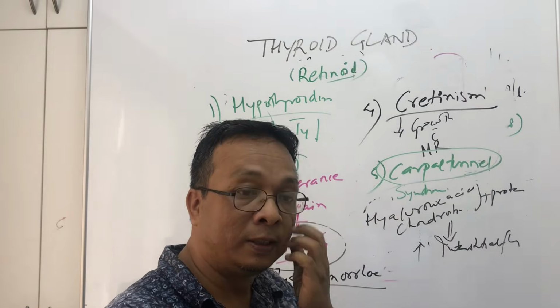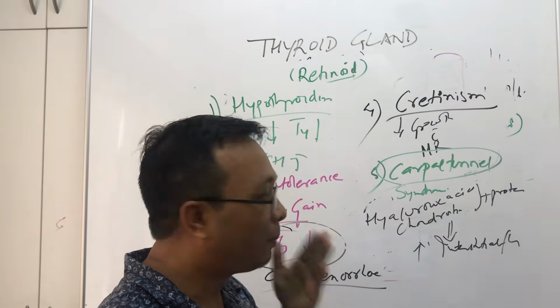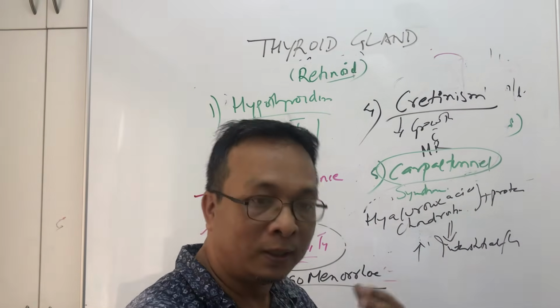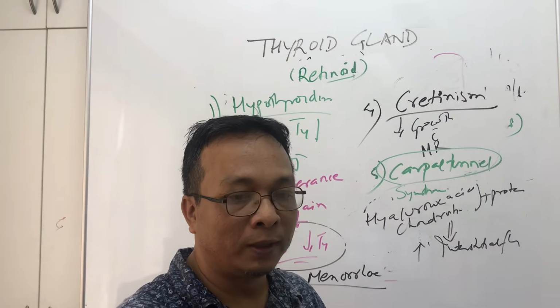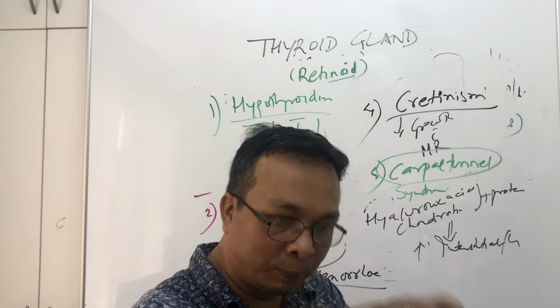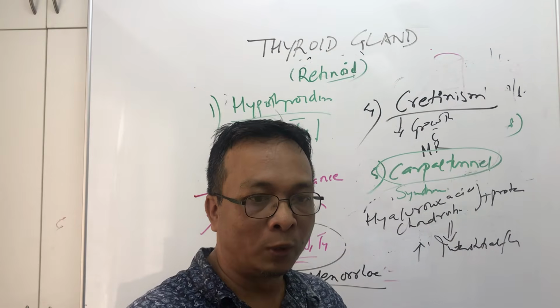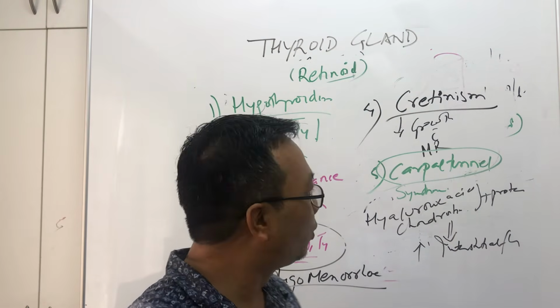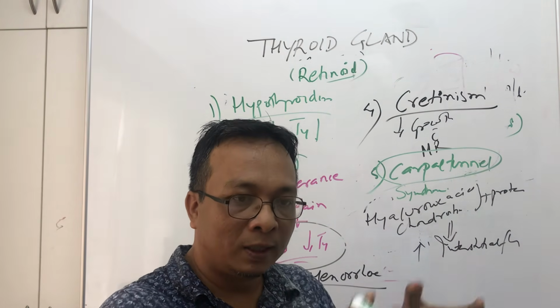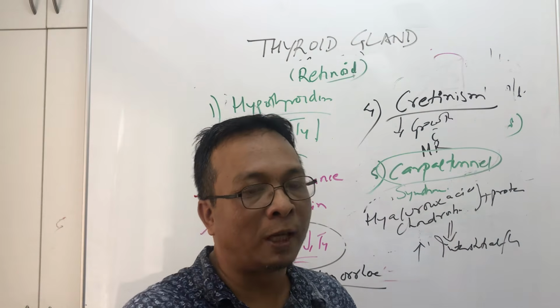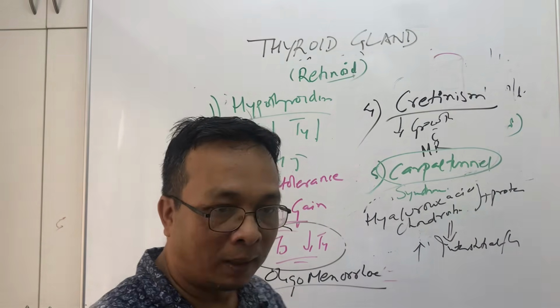hyaluronic acid is formed in increased amount, chondroitin sulfate is formed in increased amount, then they combine with protein and they deposit in interstitial fluid. And we know protein has an oncotic pressure. So when protein is deposited in interstitial fluid, they draw the fluid from the plasma. As a result, there is edema.